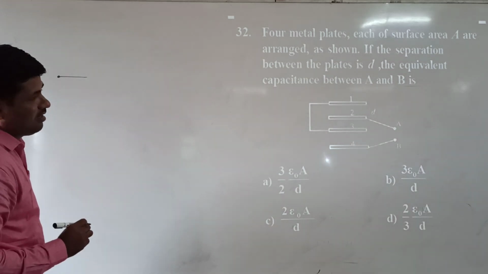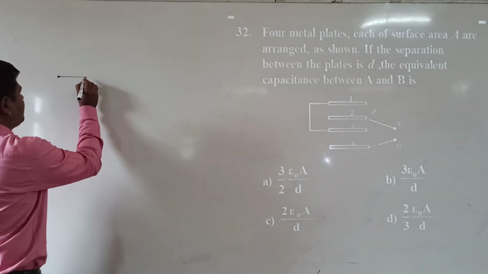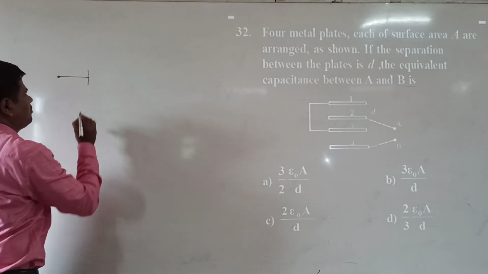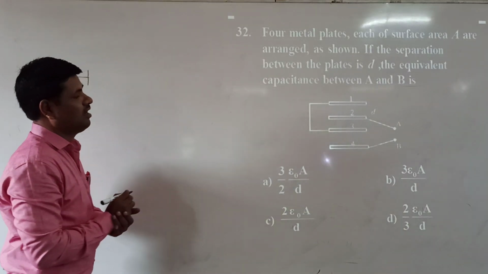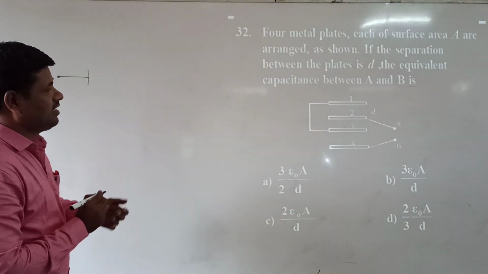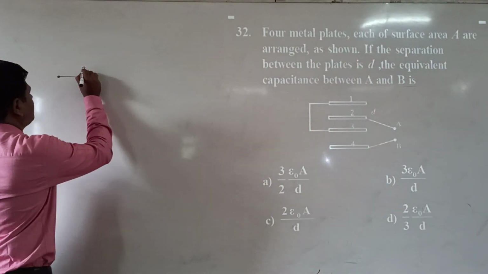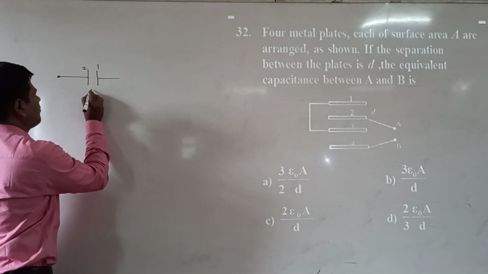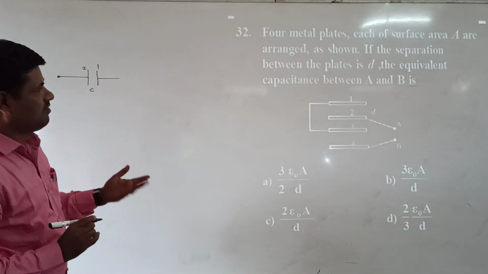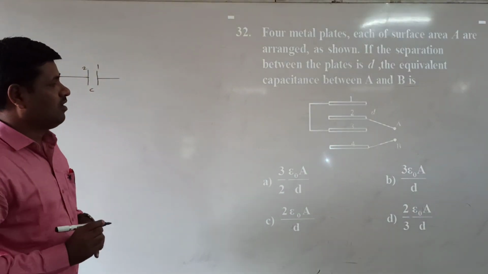Now this is the A terminal, A point. Now A is connected to the second plate, plate 2. Next, A is connected to 2, which means in between 2 and 1 it can form one capacitor. So this is 2, now this is 1. It forms one capacitor of capacitance C. All are having the same capacitance.